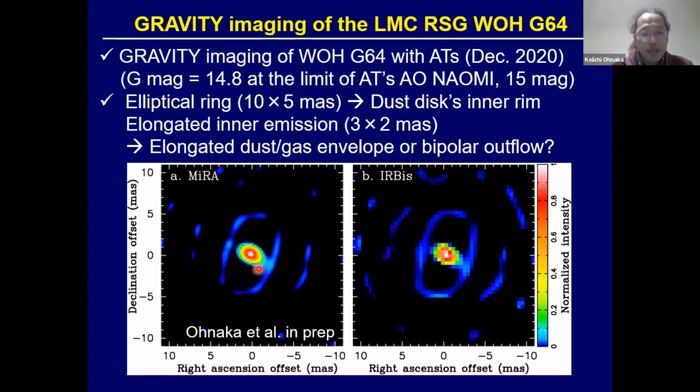And what's puzzling here is this one. This is the inner emission, an elongated emission with a size of 3 by 2 milliarcseconds. And we are not sure about the nature of this component. Maybe it's an elongated dust or gas envelope or cocoon, elongated due to a companion in the equatorial plane of the disk, or it might be a bipolar outflow perpendicular to the equatorial plane.